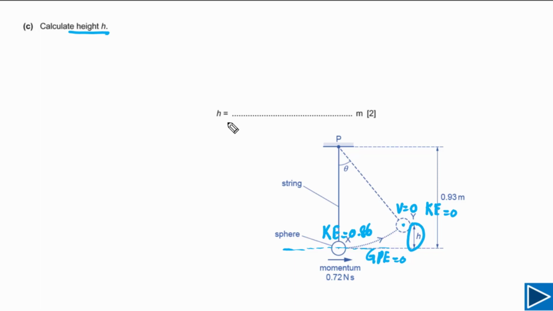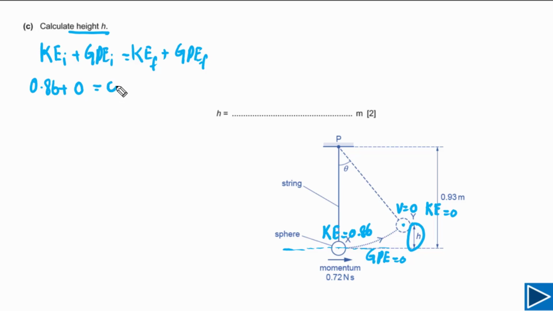It simply means that in this case, mechanical energy is conserved, which means the initial mechanical energy is equal to the final mechanical energy. So by using conservation of mechanical energy, we can write down kinetic energy initial plus gravitational potential energy initial. This has to be equal to kinetic energy final plus gravitational potential energy final. Kinetic energy initial is given, that is 0.86, and GPE initial is equal to 0. KE final is equal to 0, and GPE final, we can say this is equal to mgh.